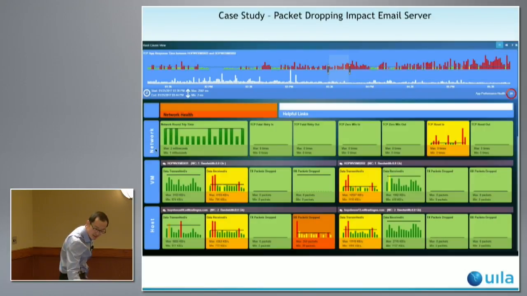And if you look at the networking level, there's no long network round trip time. On the VM level, nothing suspicious. But on the host level, if you pay attention to this small square, which happened to be orange, he quickly realized there was a lot of virtual packet drop on that host. And he quickly decided to move his Exchange server to another host. Then nobody complained. Everything performed very well since then.